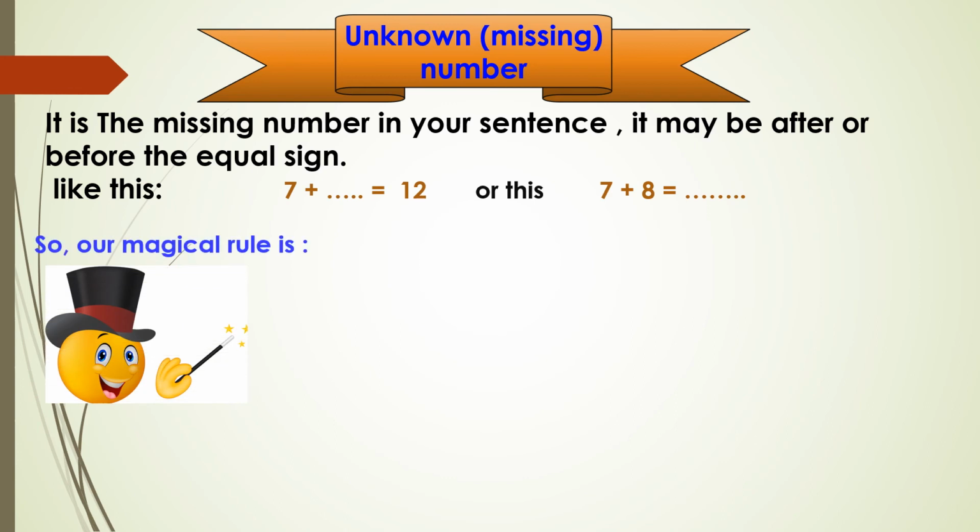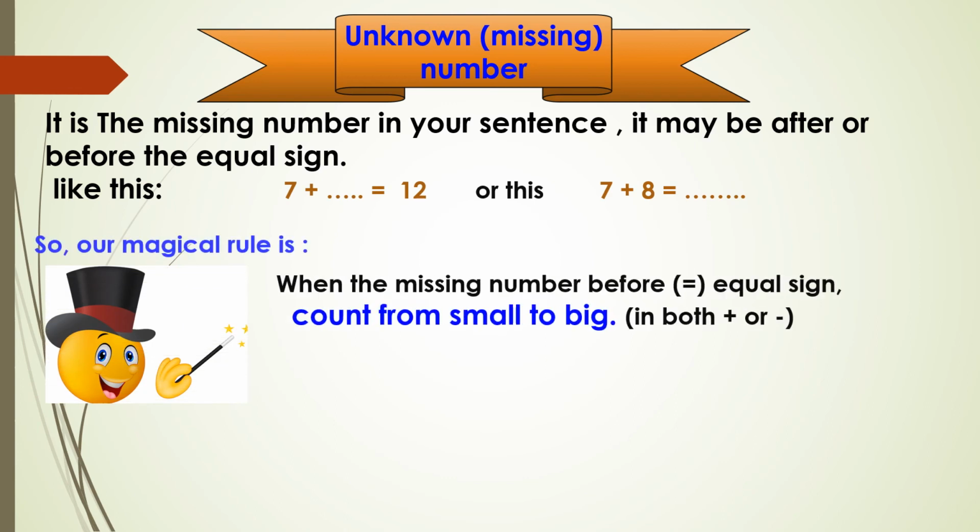Our magical rule is: when the missing number is before the equal sign, we count from small to big. In both plus or minus. Okay? Plus or minus are the same. We count from small to big.